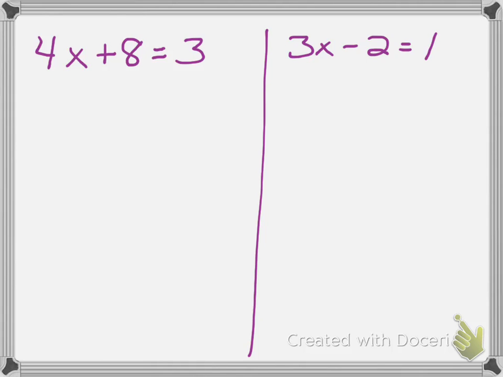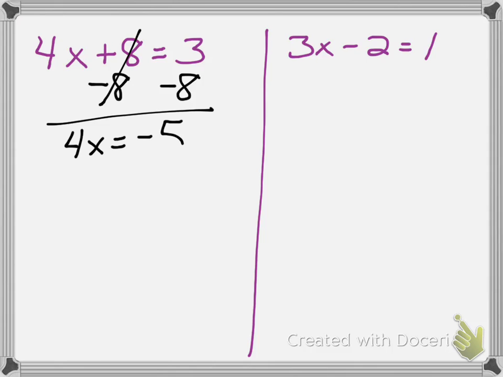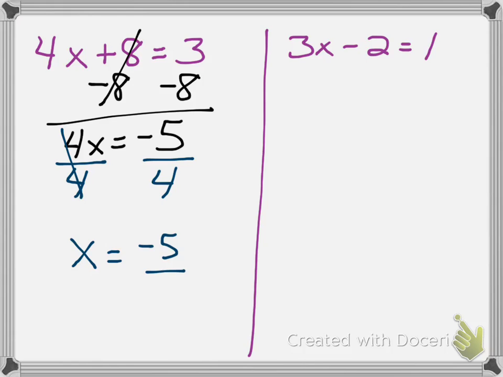4x plus 8 equals 3. I have a positive 8, so I'm going to minus 8 from each side. They're going to cancel. 4x equals negative 5. Since I have a number next to my x, I'm going to need to take it to the other side. In this case, I'm going to divide by 4. Divide the other side by 4. And I'm going to be left with x equals negative 5/4.